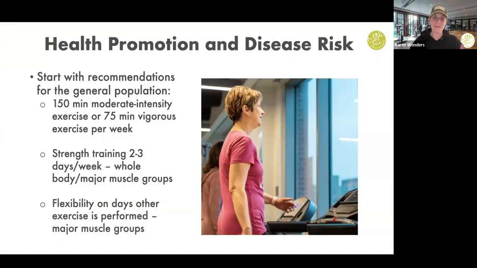Now, the next step is looking at the general recommendations for a healthy population. These are based on the American College of Sports Medicine guidelines published for people who are very healthy, have no chronic disease, and where you want to help reduce their risk of chronic disease. So starting with an apparently healthy population, you want to try to get that person to 150 minutes of moderate intensity aerobic exercise each week, or 75 minutes of vigorous exercise each week.